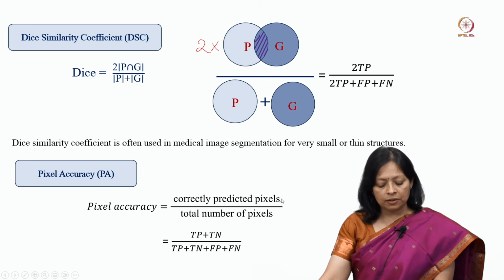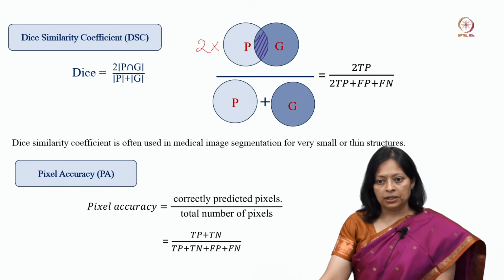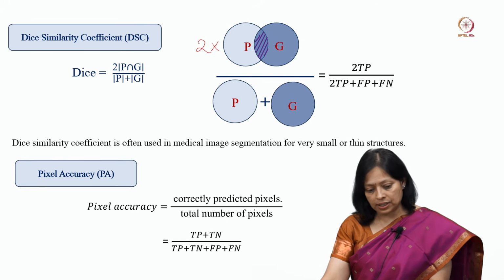So, correctly predicted pixels can be of two types, no? It can be the true positives, that means it is predicting my human figure as the human figure, and also true negatives, it is telling the background as the background. And here, the total of true positive, true negative, false positive and false negative is the total number of pixels. The correctly predicted pixels divided by the total number of pixels give me the pixel accuracy.